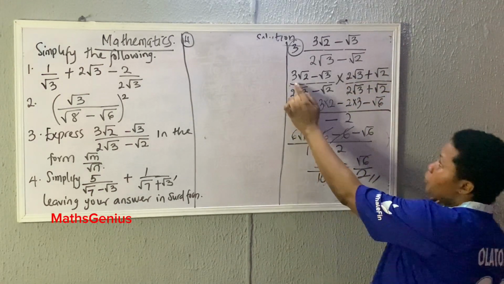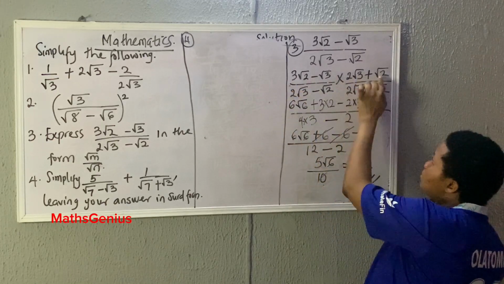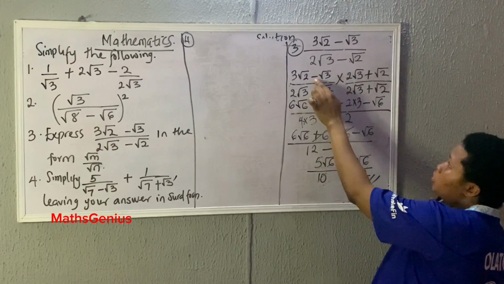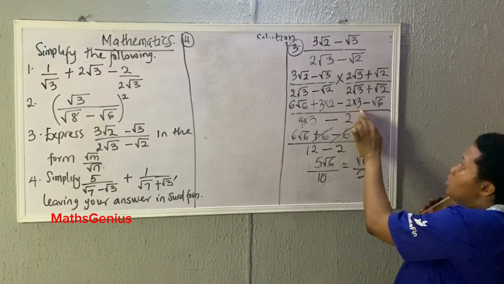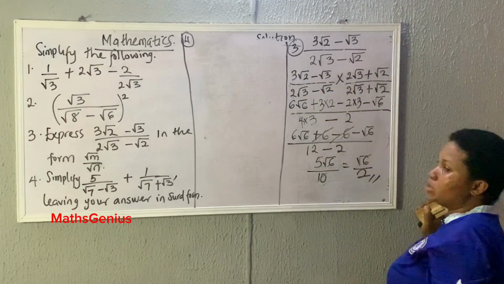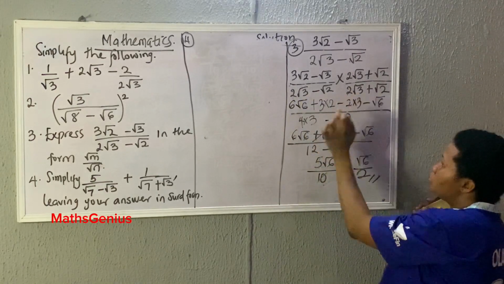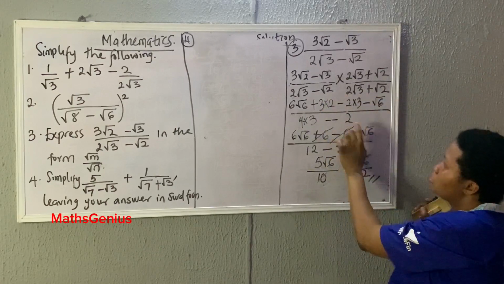So simplifying, 3 times 2 will give us 6. Root 2 times root 3 is root 6. 3 root 2 times 2 root 3 will give us 6 root 6, minus root 3 times 2 root 3 will give us 2 times 3, minus times plus is minus root 3 times root 2, root 6. In the denominator, we have 2 times 2, which is 4. Root 3 times root 3 is 3. Minus times plus is minus. Root 2 times root 2 is 2.